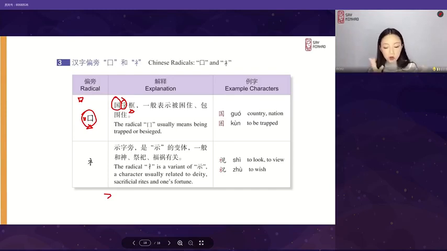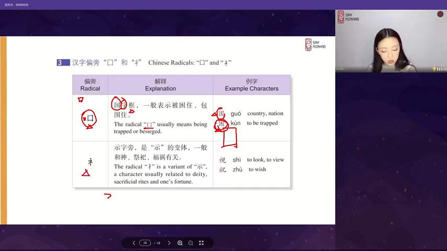Okay, so this 国字框 usually means being trapped or being besieged. For example, like this, 国. Actually, a country has borders, so we use this frame, this radical, to express country. Next one, 困, it means to be trapped. If you want to trap something, then you will use something like this to trap. So this is why we use 国字框 to make this character, 困, to trap.